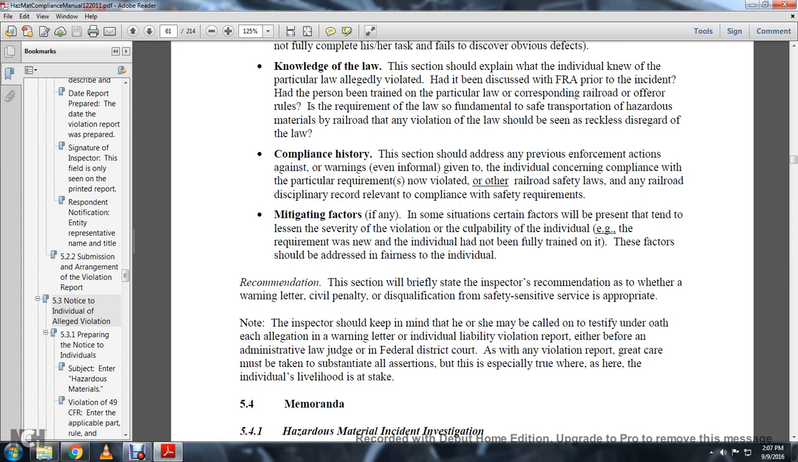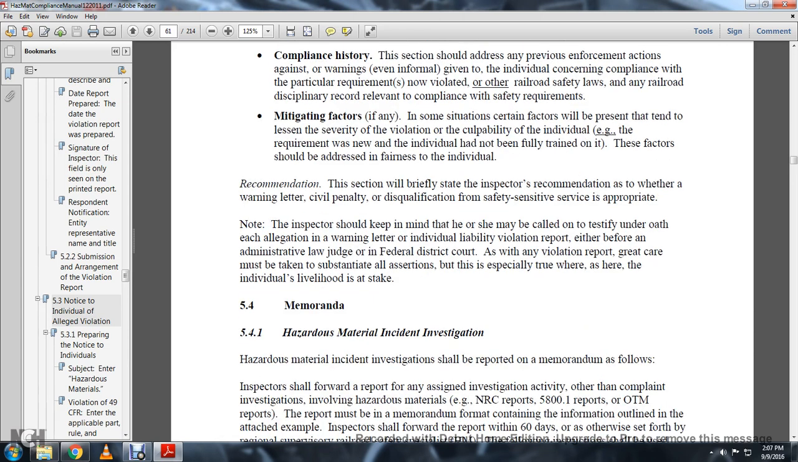Mitigating factors, if any. If the situation presents factors that tend to lessen the severity of the violation or the culpability of the individual, for example, that the individual has not been fully trained on the requirement, these factors should be addressed in fairness to the individual.